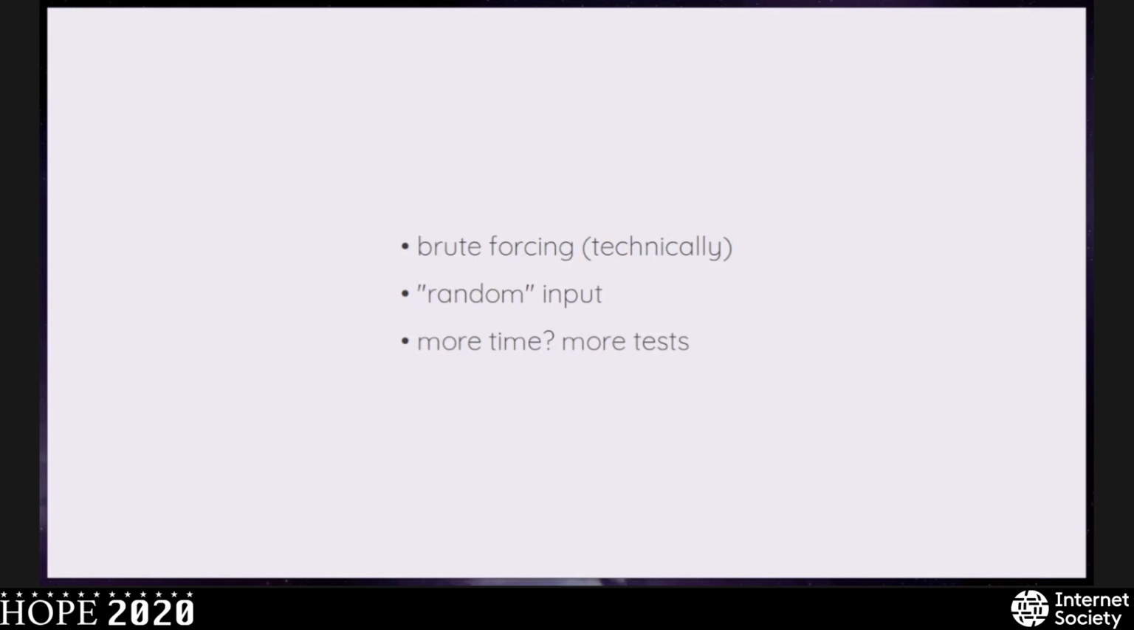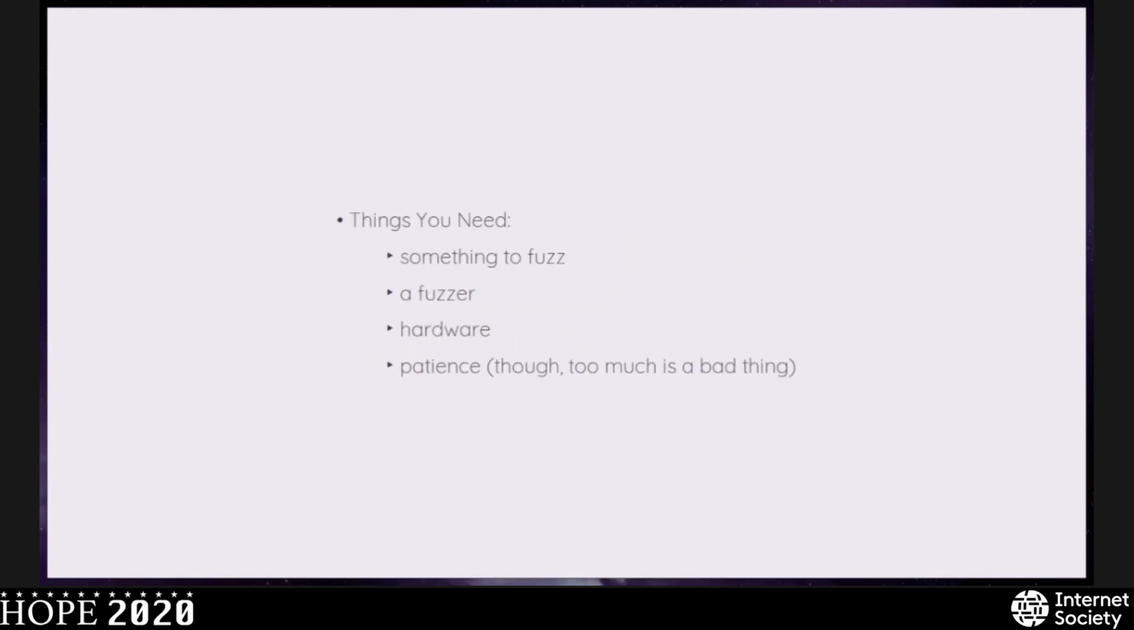But people run these jobs for a very long time. I've run jobs for months before. I know people who run jobs for 6 months at a time, some more. So more time is more tests. The only things you need are, the first two are obvious, something to fuzz and a fuzzer. The last two, which aren't as obvious, are hardware and patience. Most people use dedicated hardware for fuzzing, for a reason I'll go into in a little bit. And like I said on the last slide, you have to know when to stop. So we're going to talk about AFL in a little bit.